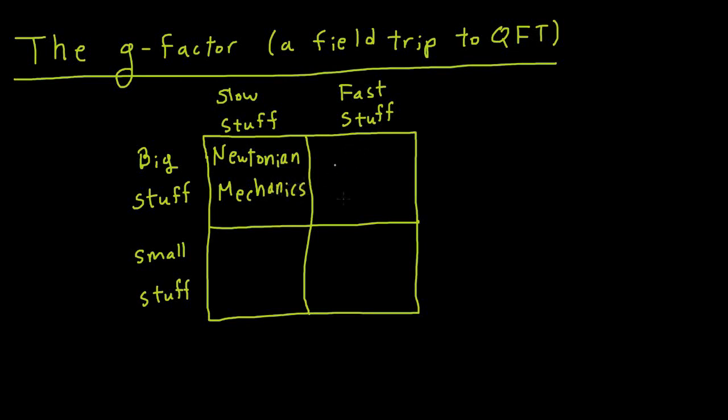The realm of physics that deals with stuff that is both big and fast is relativity. And by fast, I just mean stuff that's traveling at close to the speed of light, right? Newtonian mechanics only deals with stuff traveling much slower than light. Okay. Now, what realm of physics deals with stuff that is both small and slow? And by slow, I mean much slower than light. This is the realm of physics called quantum mechanics, often abbreviated QM.